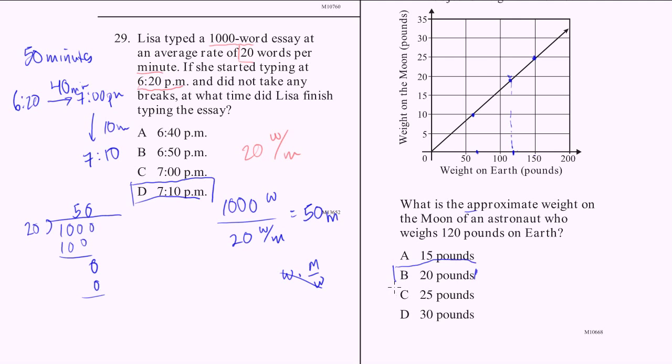with 20 right here. And if we really wanted to look at it, this was actually the point that we should have looked at, and this point right here would have been 120 pounds. But you just approximate where 120 is, go read the graph, you say, oh, it's closer to 20 than any of these other choices, so that'll be our answer.